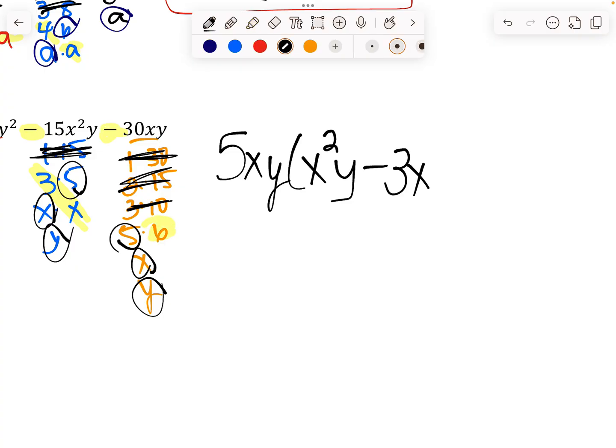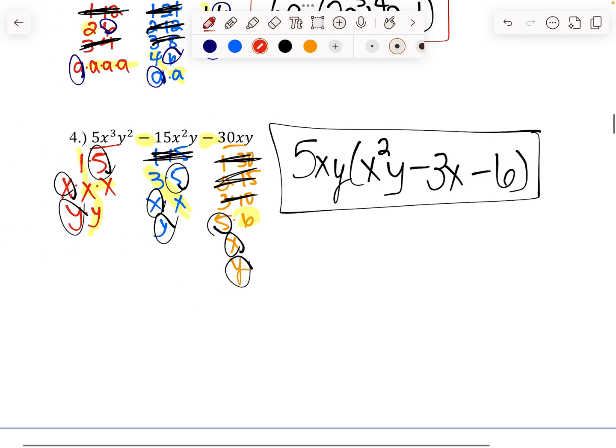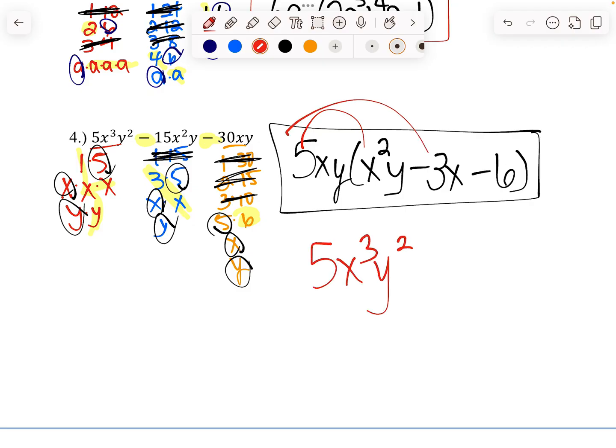So minus 6. And then again, to check our answer, for those that like to check, if we distribute back through, we should get 5x cubed y squared minus 15x squared y. Remember, when you multiply the variables, the exponents get added. And then we'll do 5xy times negative 6, which is negative 30xy, which again is the original expression.